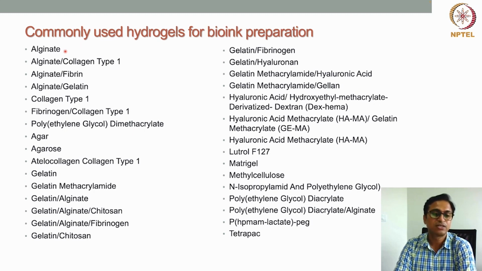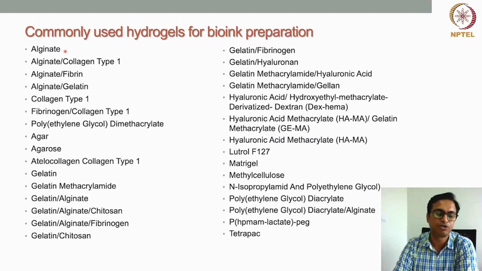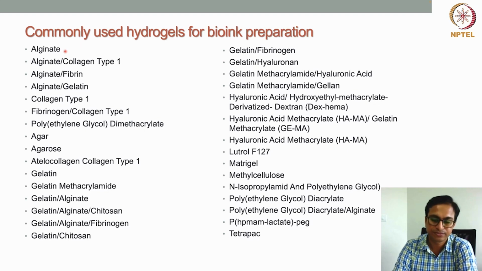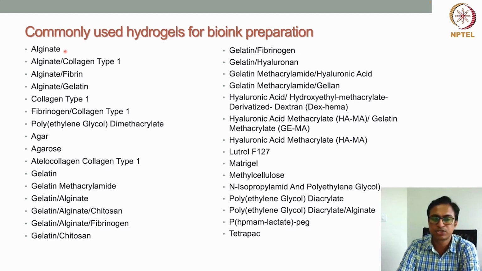This is also a very good photosensitive material that can be photo cross linked, and in this way it can be used for any laser based or light based 3D printing techniques. Agar is another material that has been used as a bioink material. Agarose has also been used as a material for bioink preparation. Collagen type 1 is also used as a biomaterial bioink.